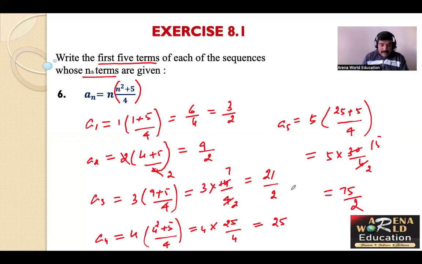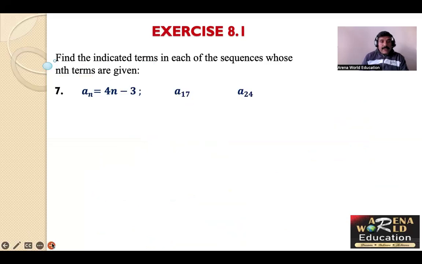So first one is 3 by 2, then 9 by 2, 21 upon 2, then, yes, 20, not 25. This is a calculation error. 4 4s are 16 plus 5, 21, right? So answer is 21. 4 will be cancelled out. And last is 75 over 2. Very good. Right. So let us move to another question now.